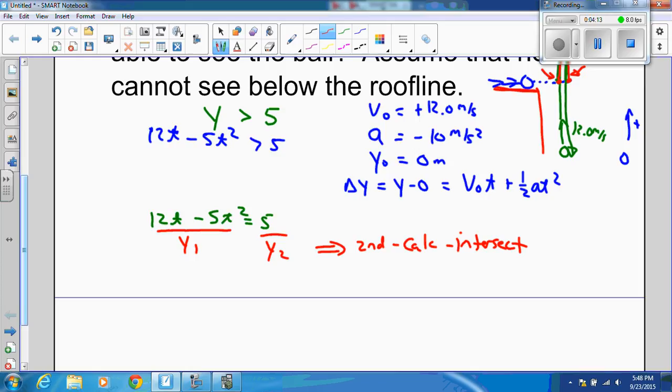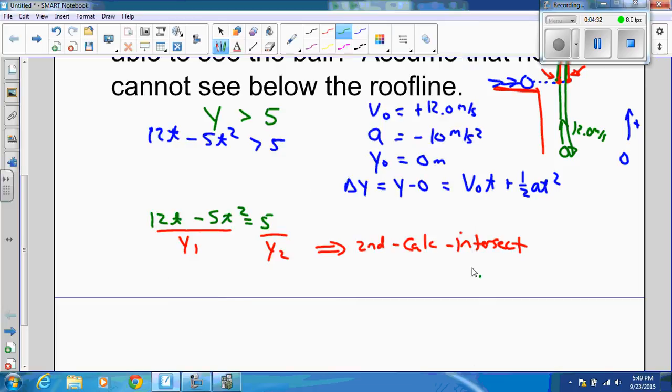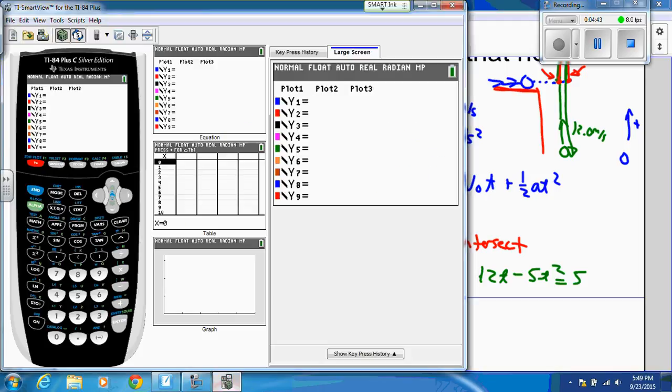Let's actually go to the calculator and see how this works out. Pull up your calculator if you have it. Actually get it if you don't have it so that you can track along here. Then hit the y equals button so that you can enter the 2 sides of the equation. I need to reproduce the equation over here so that we can see what's going on. Our equation is 12t minus 5t squared is equal to 5.